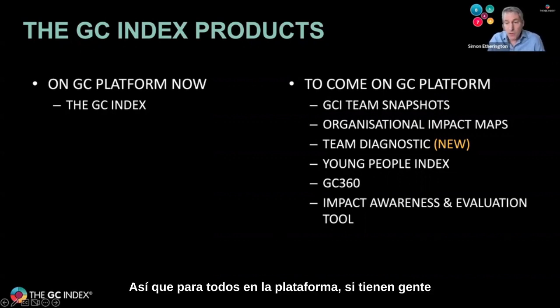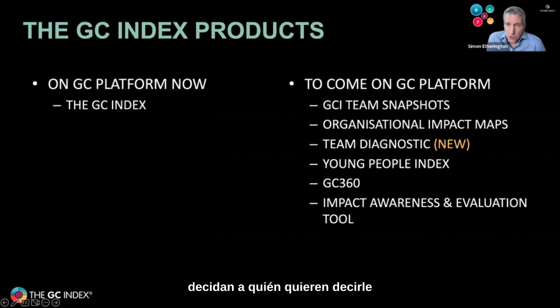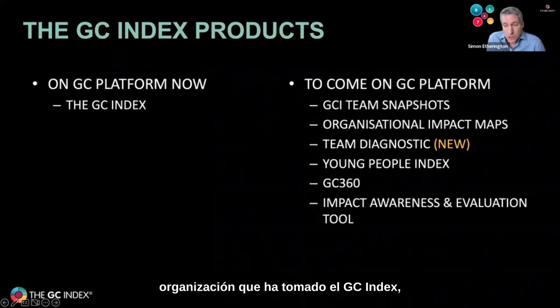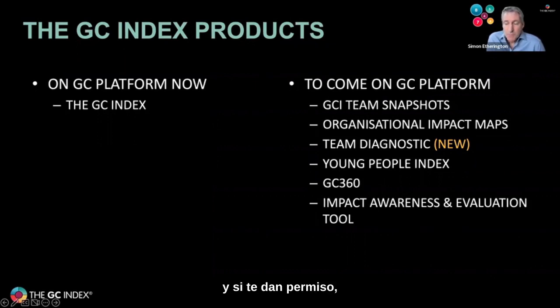So for everyone on the platform, if you've got people that you want to, I would encourage you to look at your links that you've already in the platform. Decide who you want to go back to and say, look, you can now get logged onto the GC platform. You can now see your report, download your report. You can see anyone else in your organization that's taken the GC Index. And if you're being given permission, then you can actually see their results as well. So this generates a lot more interest across the organization as well from that side.